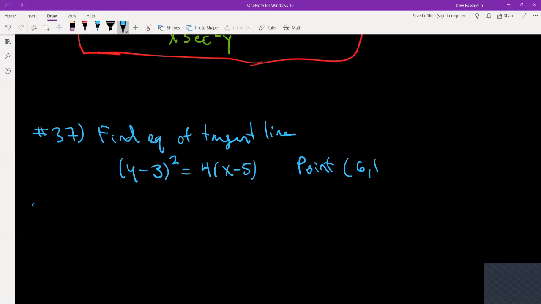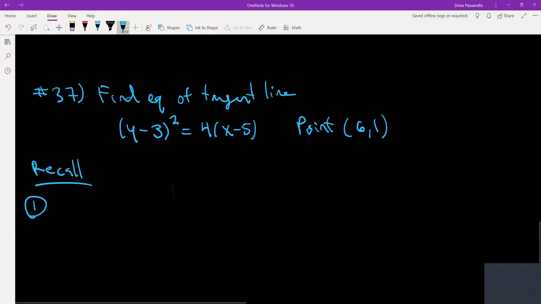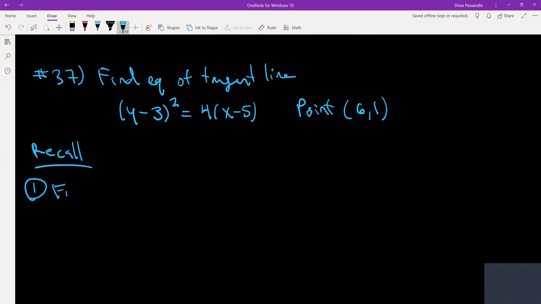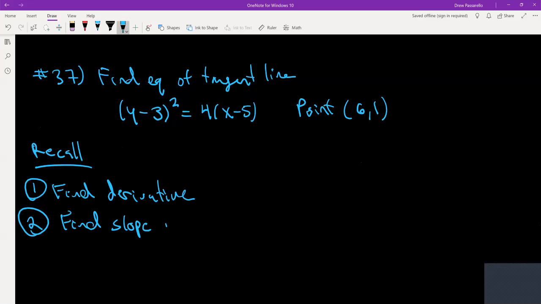So recall for the tangent line, the first thing we need to do is find the derivative. Then we use the derivative to find the slope. So find slope m by plugging in the coordinates of the point into the derivative.